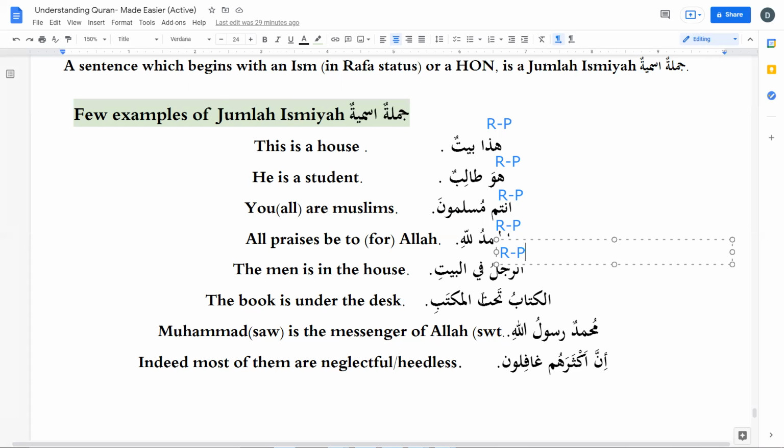Al-kitabu tahta al-maktabi. The book is under the desk. Al-kitabu, again, it's a Rafa. We can see Dhamma, a single Dhamma at the end, and al making it proper. Then we have Muhammadur Rasulullah sallallahu alaihi wasallam.